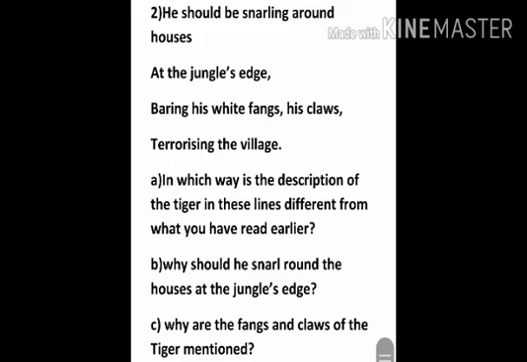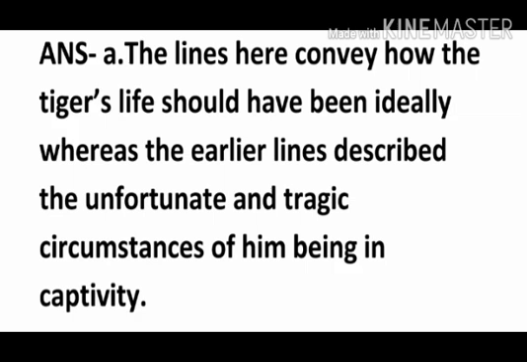Question number 2. He should be snarling around houses at the jungle's edge, bearing his white fangs, his claws, terrorizing the village. Question number A. In which way is the description of the tiger in these lines different from what you have read earlier? Answer. The lines here convey how the tiger's life should have been ideally, whereas the earlier lines describe the unfortunate and tragic circumstances of him being in captivity.